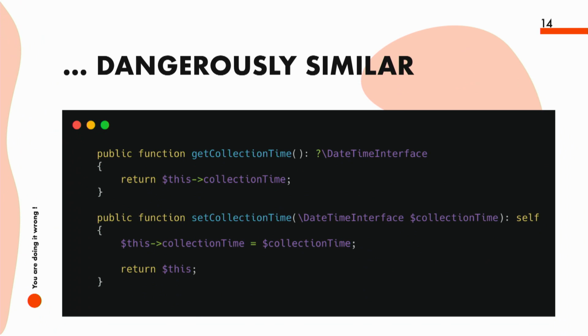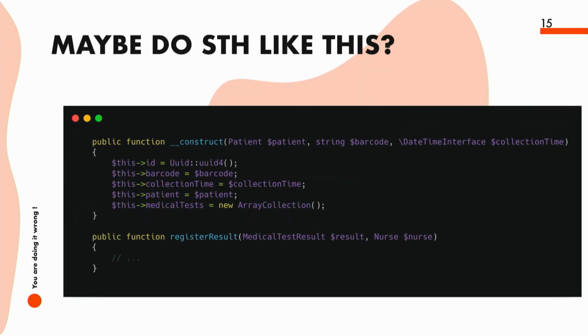We can do whatever we want at any time. Instead of this, we want to do something like this. For the medical order, the patient, the barcode used on the tube, and the time that blood was collected will never change. So we put them in the constructor and we never have a setter. And then the methods will describe not that I want to set something, but that I want to register a new result. So it's business language used in our code, and it describes what we want to do.